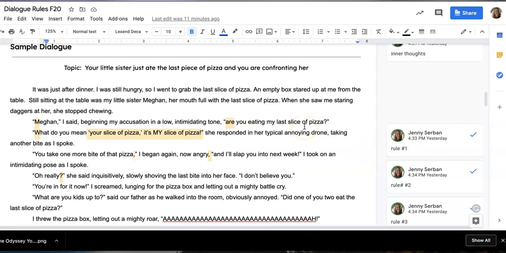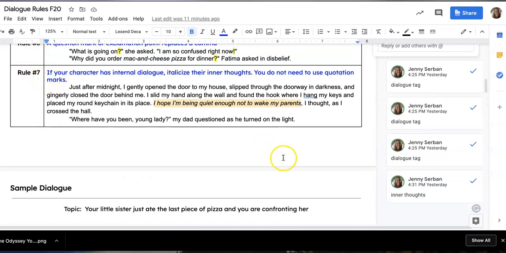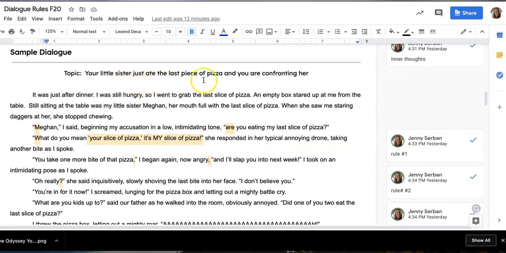The only rule not used in this sample dialogue is rule number 7. So let me read it to you. The topic is, your little sister just ate the last pizza and you were confronting her. This, by the way, was written by one of my students, a freshman, about 4 years ago.